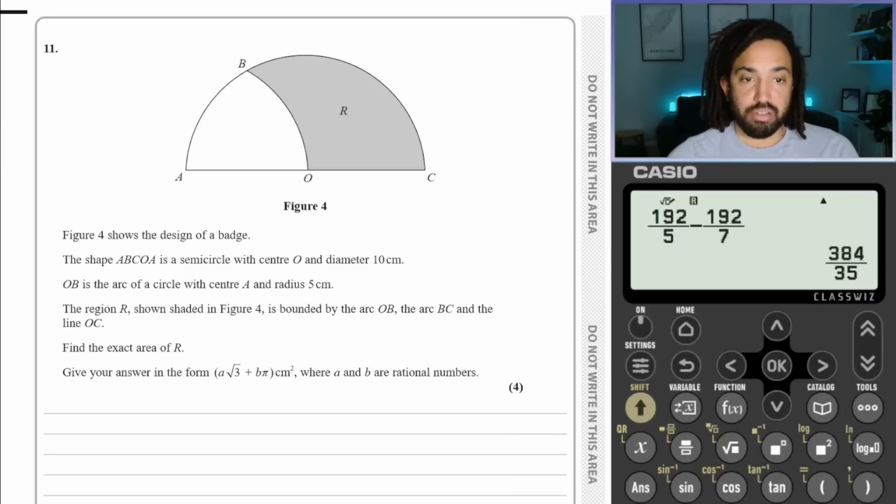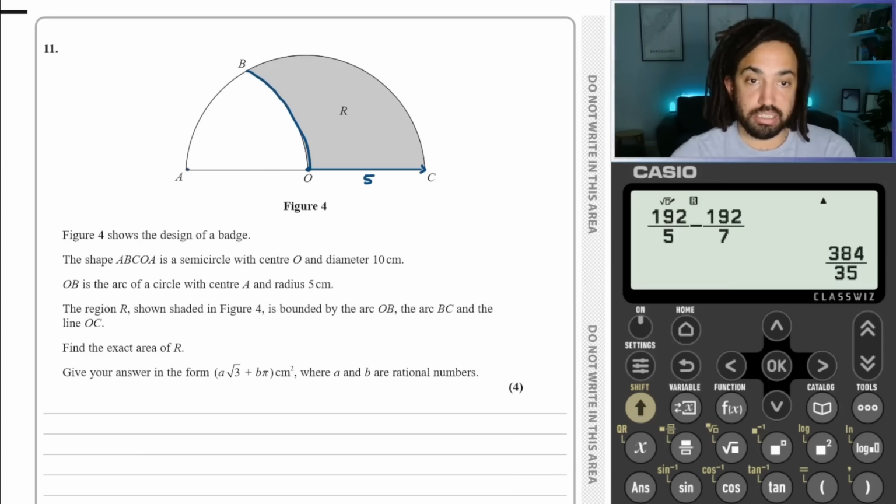Question 11, and we have a semicircle which has a diameter of 10. So I'm just going to say that from here to here is 5. And it says that OB is the arc of a circle centered at A. Okay, so there's an arc here centered at A, which means that this arc has a radius of also 5, and it then just says find the exact area of R.